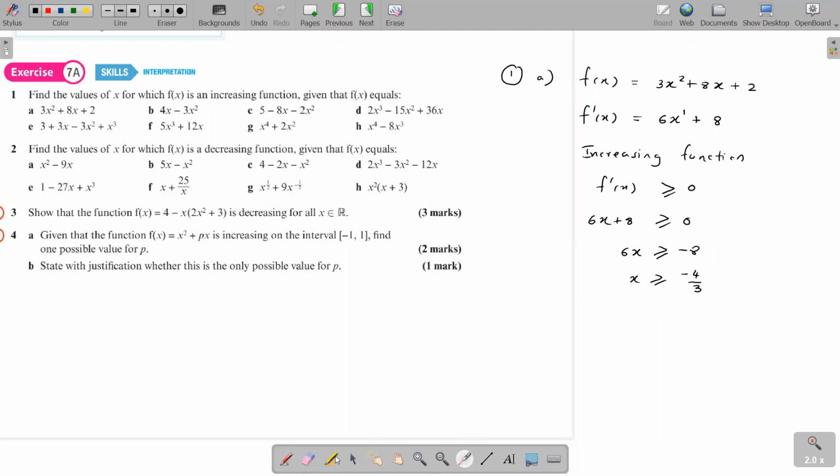Okay, so we'll try a few more. I did part A, you can try part C. You can try part D. Try part E. Okay, do these few sums. Try these sums first.